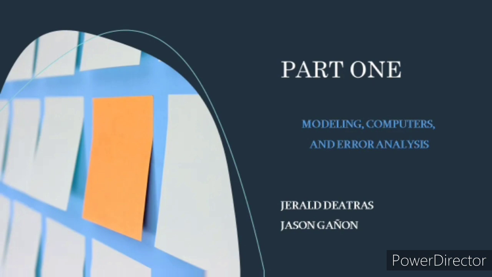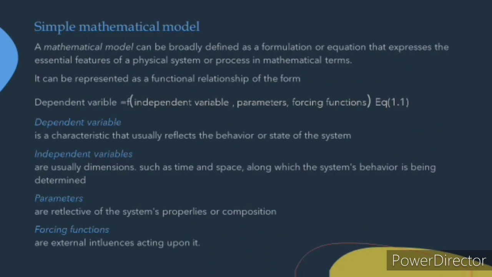Part 1, Chapter 1, Mathematical Modeling, Numerical Methods, and Problem Solving. First, we have a simple mathematical model. A mathematical model can be broadly defined as a formulation or equation that expresses the essential features of a physical system or process in mathematical terms.